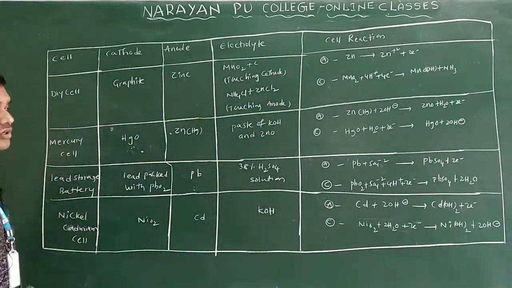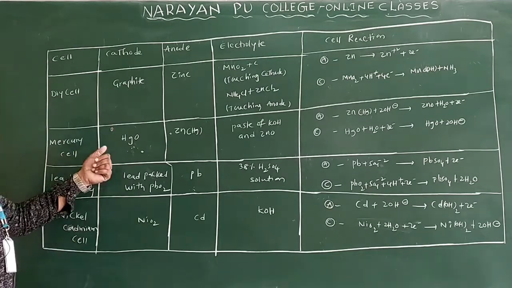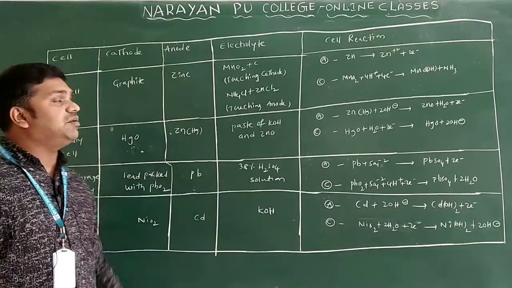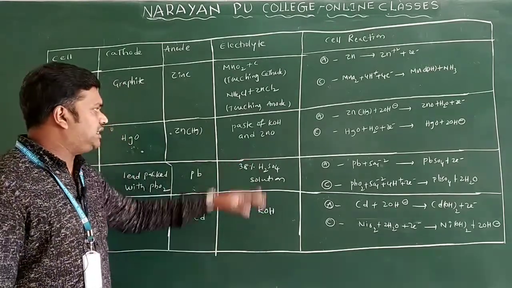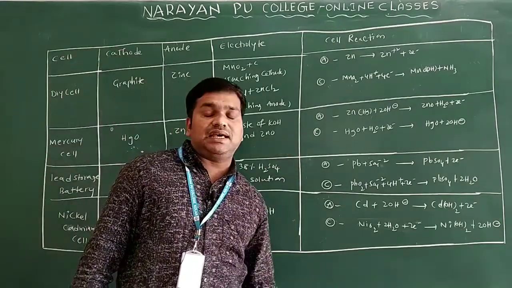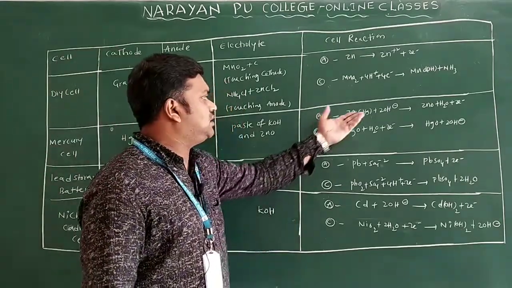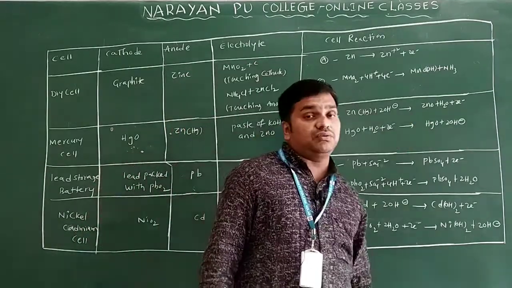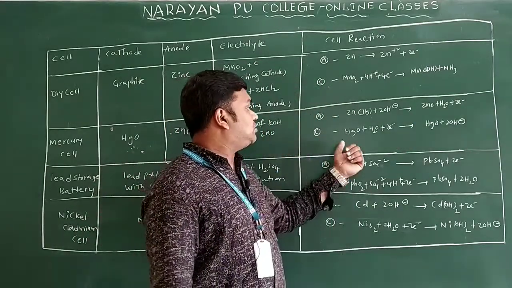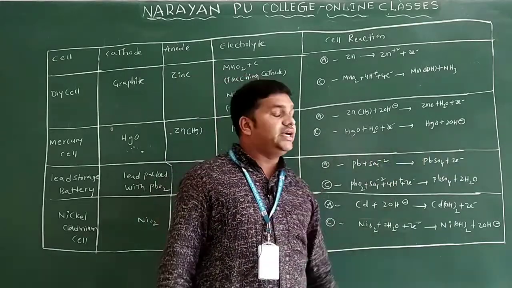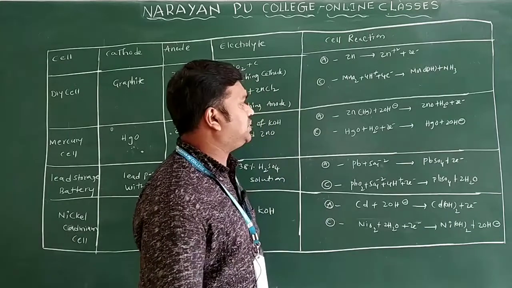So these two examples are primary cells. In the mercury cell, you take HgO plus carbon as the cathode, and zinc amalgam as the anode. The electrolyte is a paste of KOH and ZnO. The reaction takes place at the anode: zinc combines with OH- ions from the electrolyte and forms ZnO. At the cathode, mercury oxide gains electrons and water, and forms Hg. You know the overall reaction.